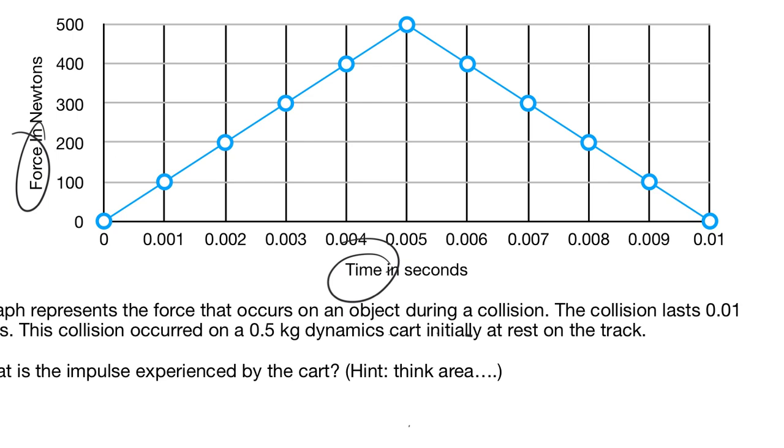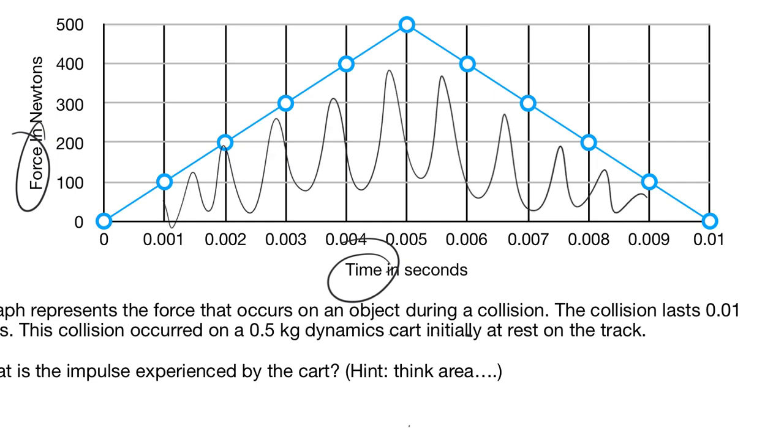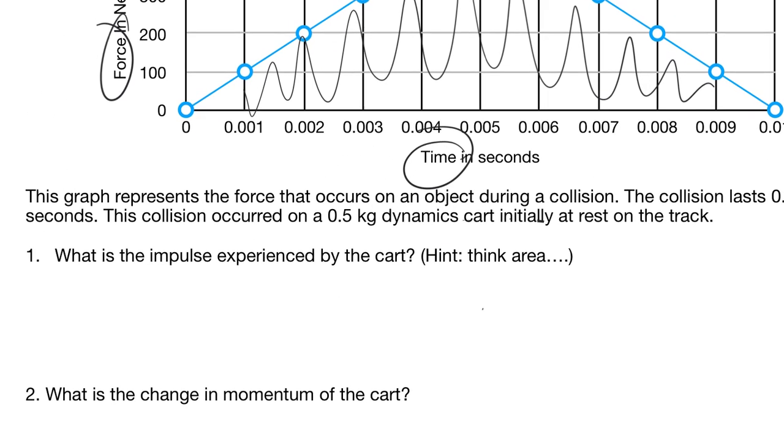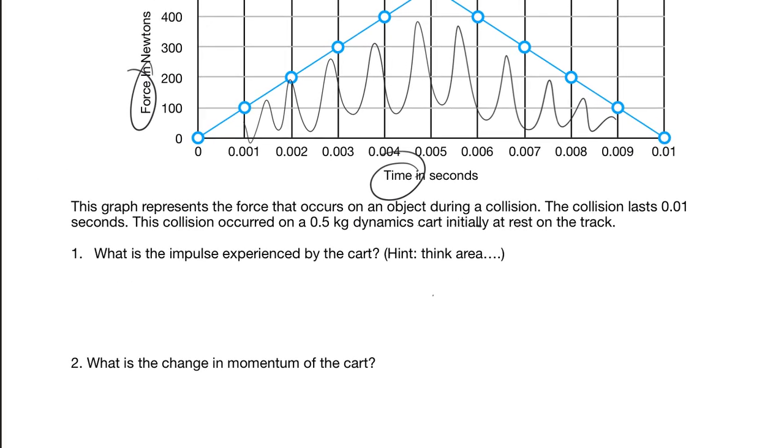Force divided by time, we don't have any measurement. There's no equation that matches force over t on your equation sheet. But there is a force times t on your equation sheet. That means the area has meaning. In this case, the area is the impulse. So question A asks you what the impulse is. You just have to find the area.